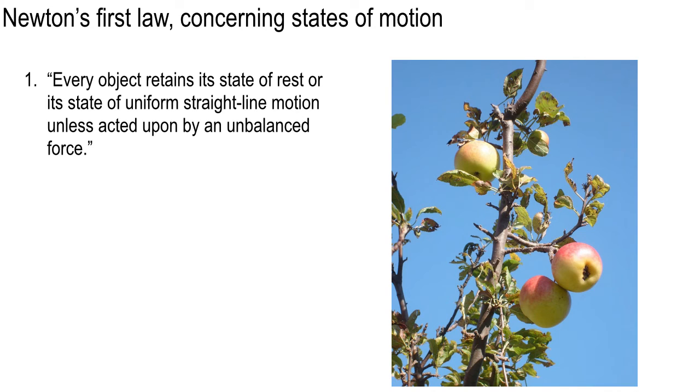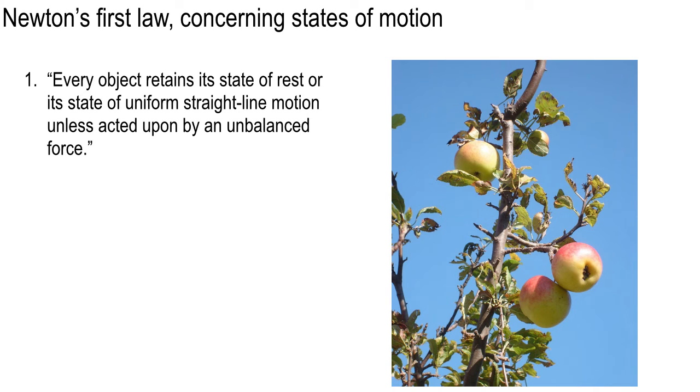Every object retains a state of rest or state of uniform straight line motion unless acted upon by an unbalanced force. All right. That's basically what Galileo said. If you're on that horizontal plane, you just keep cruising along it. You don't need any push force to keep you going at 20 meters per second or 10 meters per second or whatever the hypothetical velocity is horizontally. No force is needed, unless you're acted on by an unbalanced force.